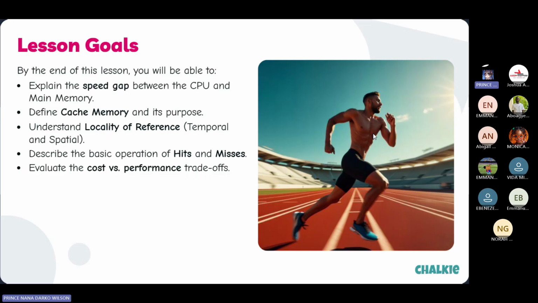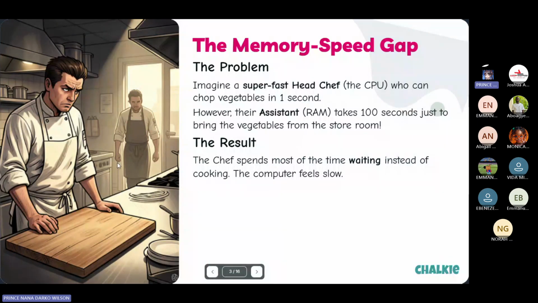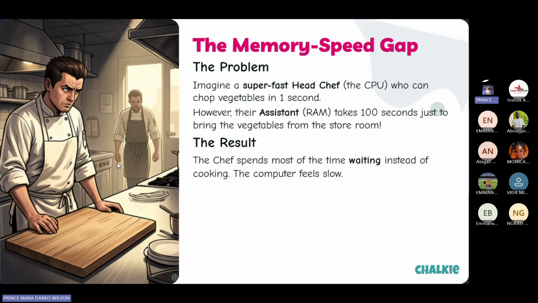Okay, let's get right into it. So now look at this one, the memory speed gap. And this is an analogy to make you understand it very well. Imagine a super fast head chef, and that head chef is the central processing unit. The head chef can chop vegetables in a single second, very fast. I'm talking prap, and he's done, prap, and he's done, very fast. However, their assistant, which is the RAM, takes 100 seconds just to bring the vegetables from the storeroom. What is this implying? The chef spends most of the time waiting instead of cooking. He can cook, but the computer feels slow.